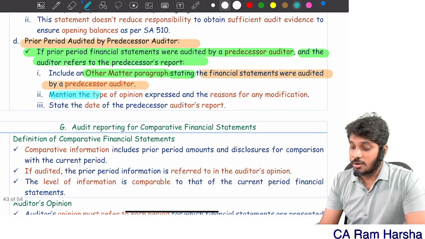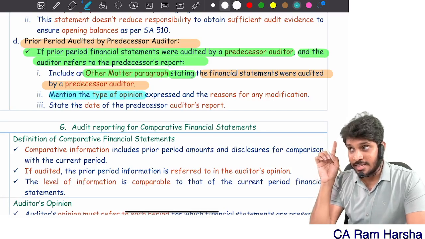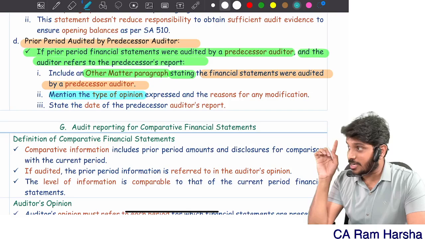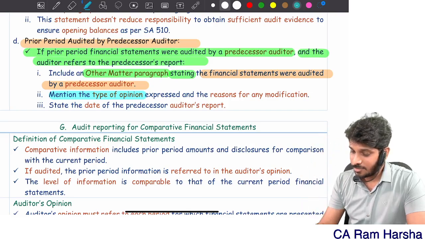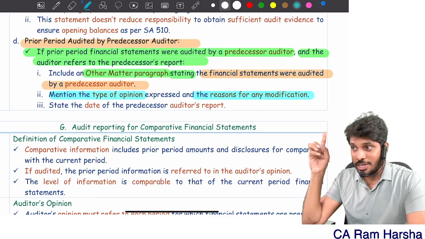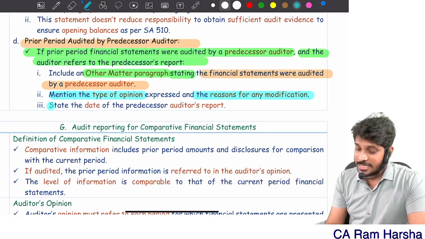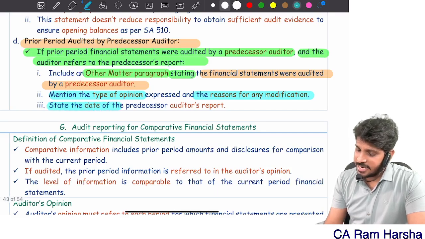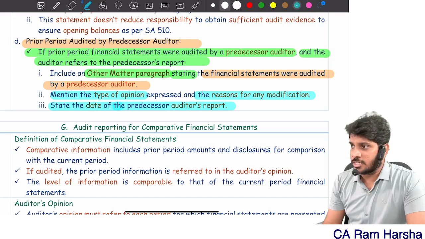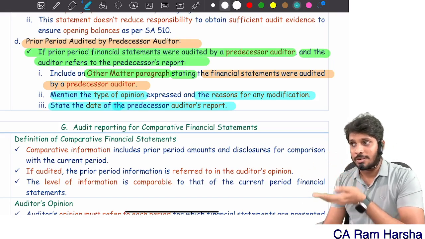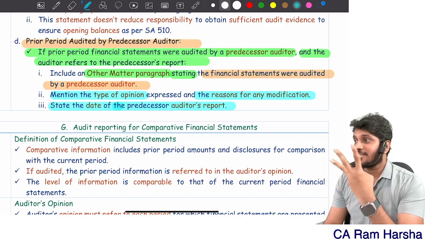Second disclosure, what opinion he gave. Last year the predecessor auditor gave an adverse opinion on debtors. And the reasons. Last year's audit report will be there, no? In the Basis for Adverse Opinion section, the reason will be there. Copy paste it. State the date of the predecessor auditor's report, on which date he gave the audit report. Mention these 3.